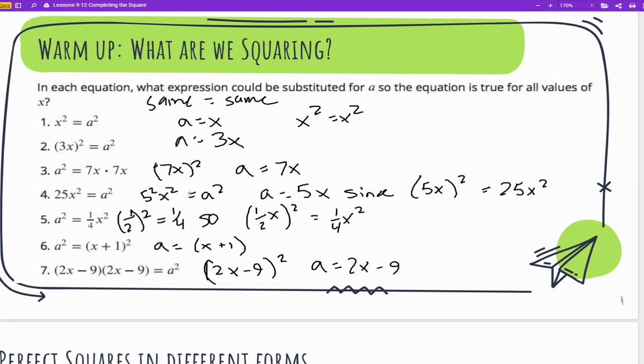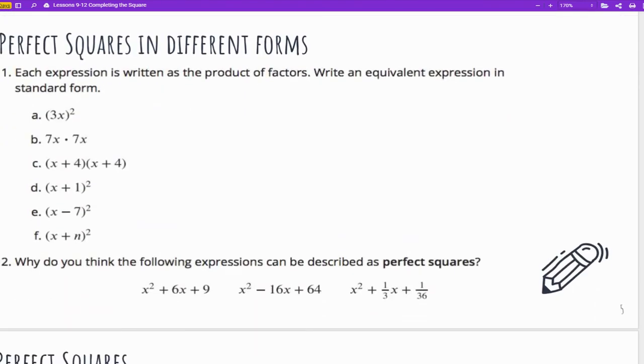Okay, let's keep going. All right, each expression is written as the product of factors. Write an equivalent expression in standard form. Okay, so standard form, right? Standard form essentially means that you've broken things apart and there's no parentheses. So for example, if I have 3x in parentheses and that's been squared, what is 3x times 3x? Well, that would be 9x squared. See how the 3 gets multiplied by itself as well, as does the x.